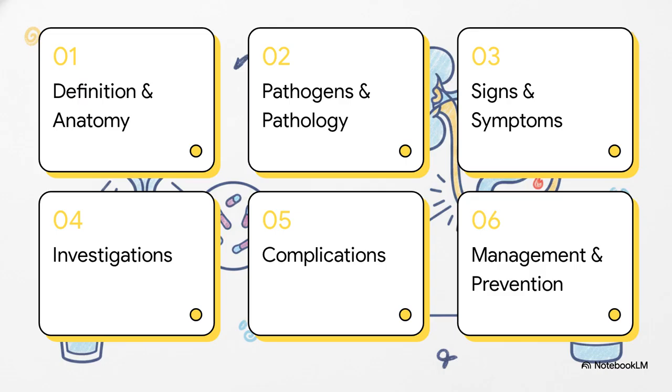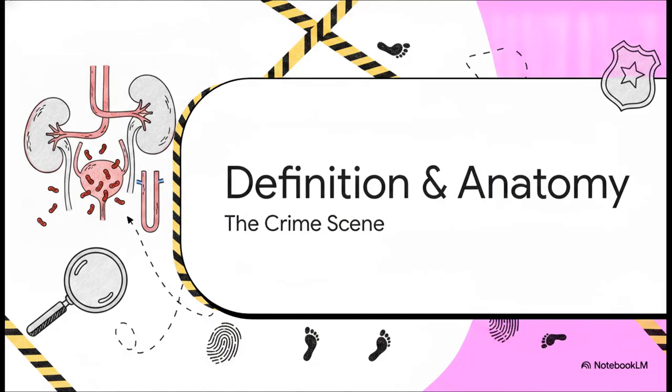And to crack this case, we're using the highly structured DAP-C-CAMP framework. So we'll quickly cover definition and anatomy, pathogens, signs and symptoms, investigations, complications, and finally, management and prevention. Let's get to it. Starting off with Section 1, definition and anatomy, which is basically our crime scene.